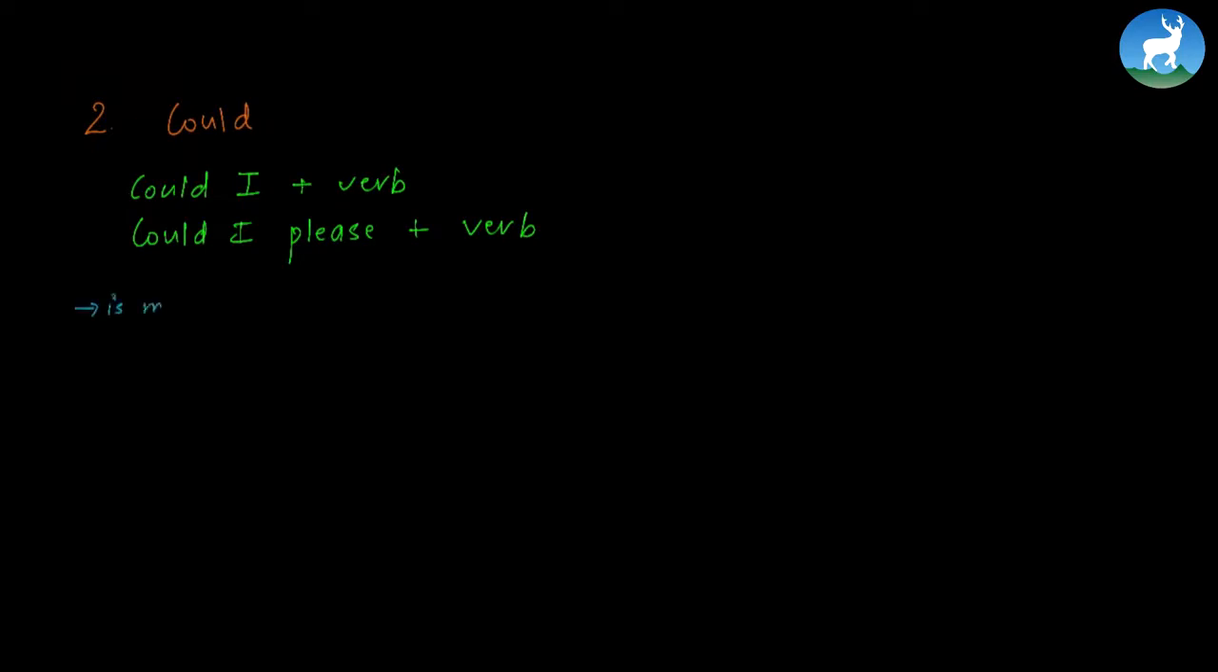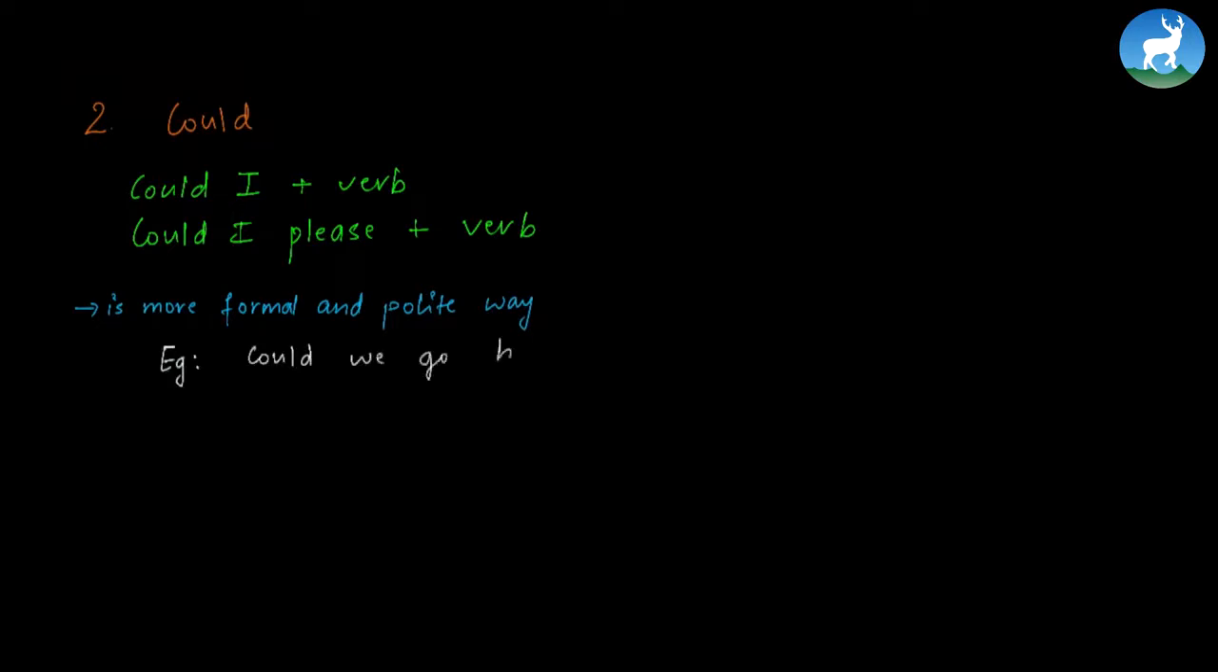So we'll move to another sentence structure. That's the structure starting with could. So here's the sentence structure you would want to write. Could I plus verb. Or to be more polite, could I please plus verb. So these are the sentence structures in green. Let me note another thing for you to notice. When you use could for asking permission, could is a more formal and polite way of asking for permission.